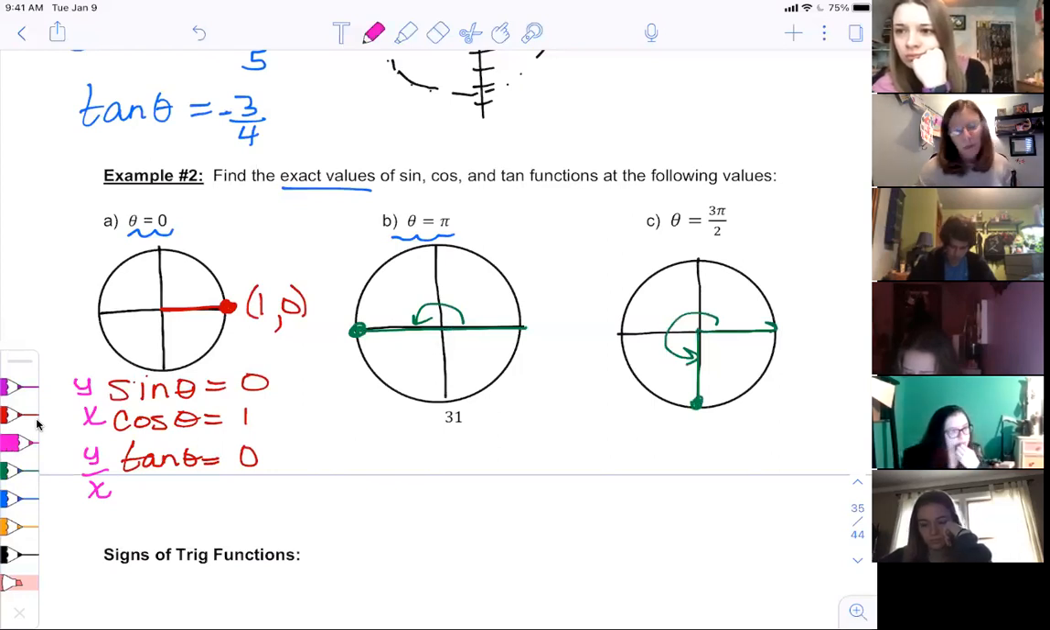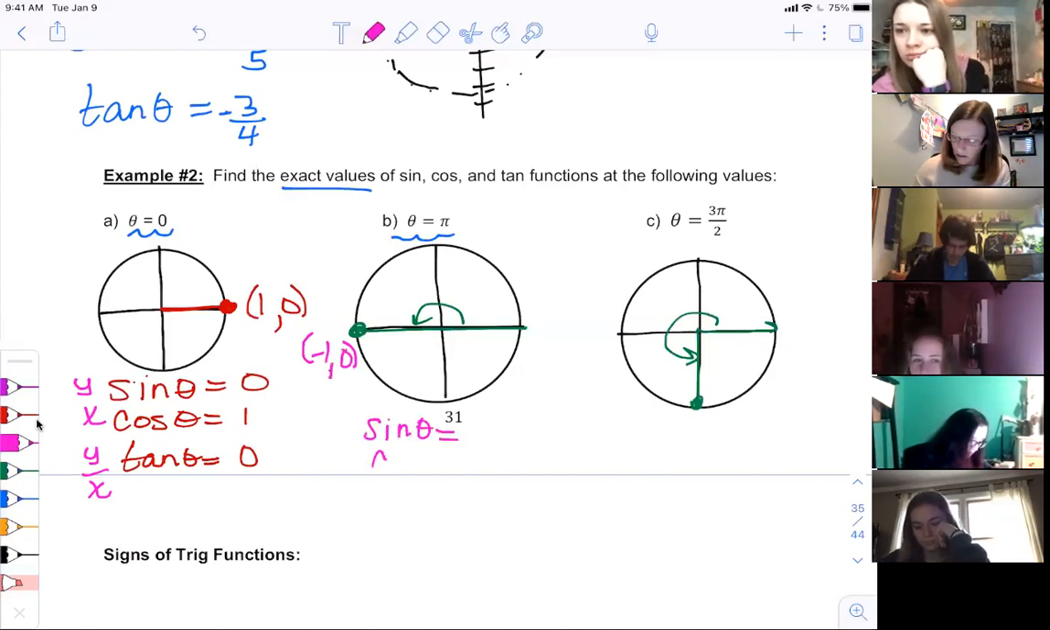Hannah, do you know what the ordered pair is at pi? Would it be -1, 0? Yeah. So how does that change the sine value? It doesn't change the sine, but the cosine would be negative. Trick question there. What does it change? The cosine. Yeah, so the cosine becomes? -1. Nice job.